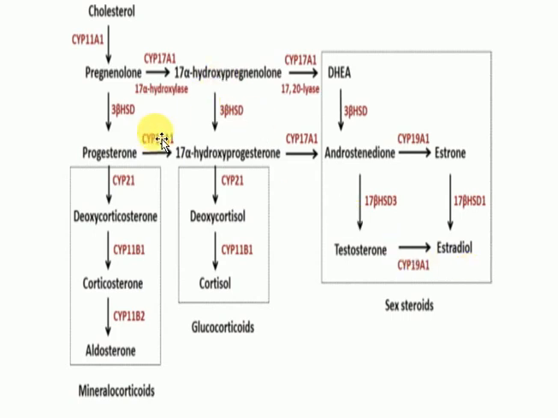And if there is C17 hydroxylation at this point, the progesterone is converted into 17-alpha hydroxyprogesterone, then further into deoxycortisol, and then into cortisol, which is the glucocorticoid. So these are the different steps involved in the formation of mineralocorticoids, glucocorticoids, and sex steroids from cholesterol, which is the precursor.